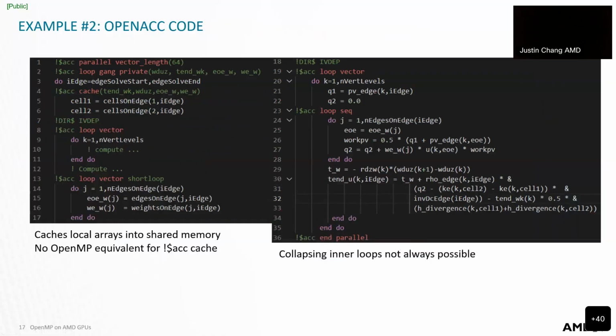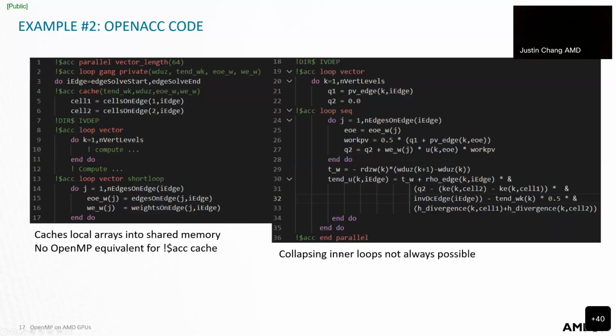Here's another example. So here's another OpenACC code. You have an ACC parallel vector length 64. You have a loop gang, and then you have the outer do loop, and then you have all these inner do loops as well as the sequential regions of the code. And so I want to make two notes here. So one, the ACC cache basically caches local arrays into shared memory. This is an OpenACC feature. There is no OpenMP equivalent at this time. But we will still work our way around this.